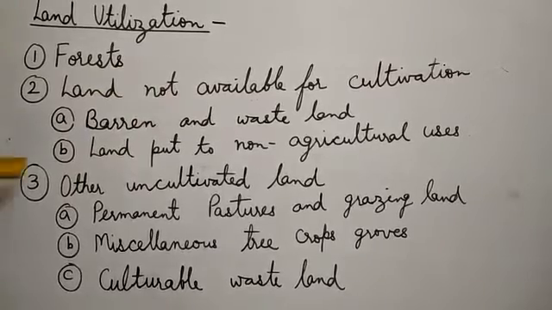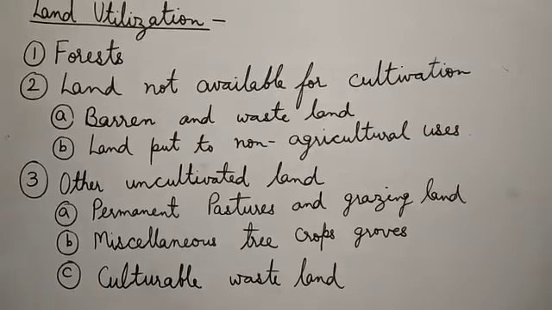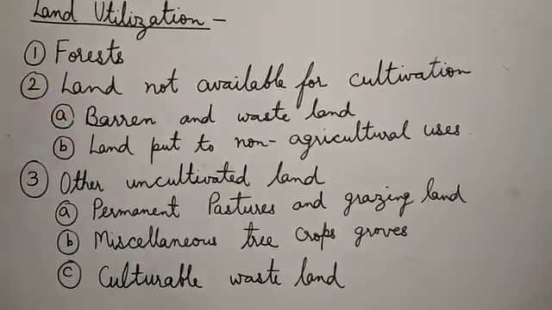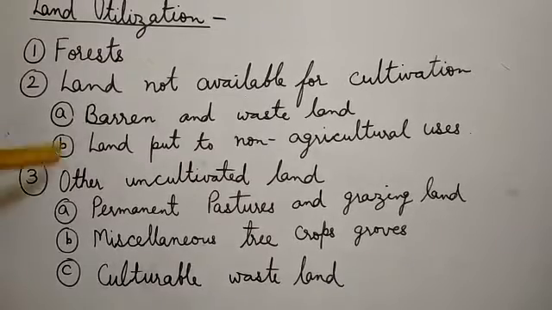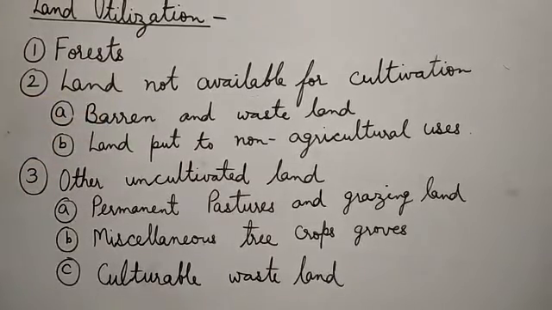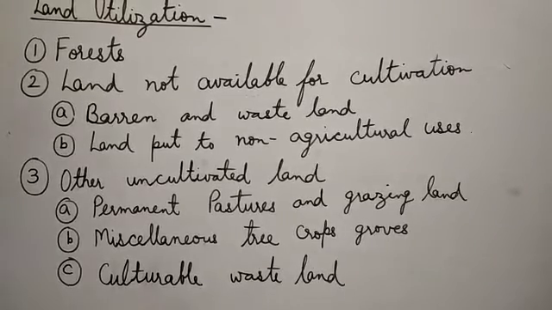The third is other uncultivated land. Apart from these areas, which were earlier available for cultivation but now are not at all available, we have other uncultivated land which can be used for cultivation.